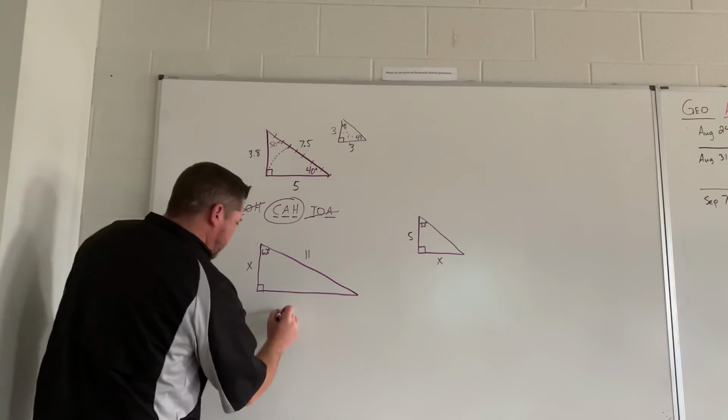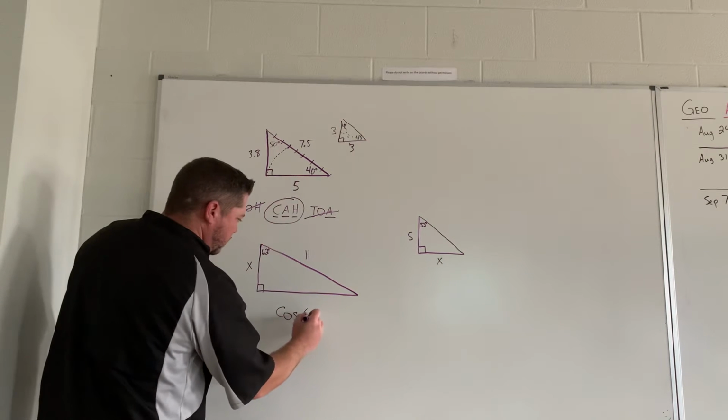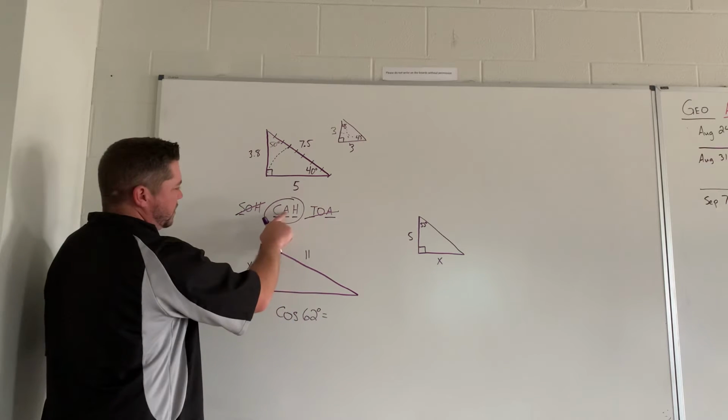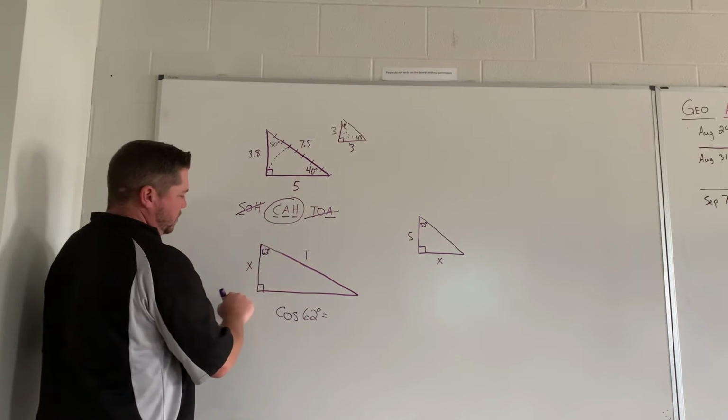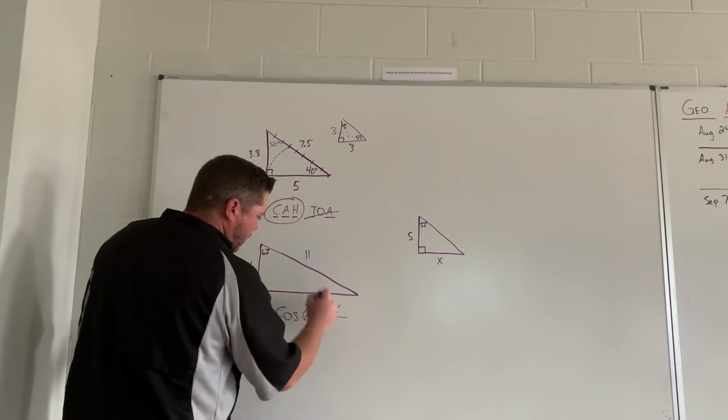So here I'm going to use the cosine of the angle given is equal to, cosine is equal to adjacent divided by hypotenuse.